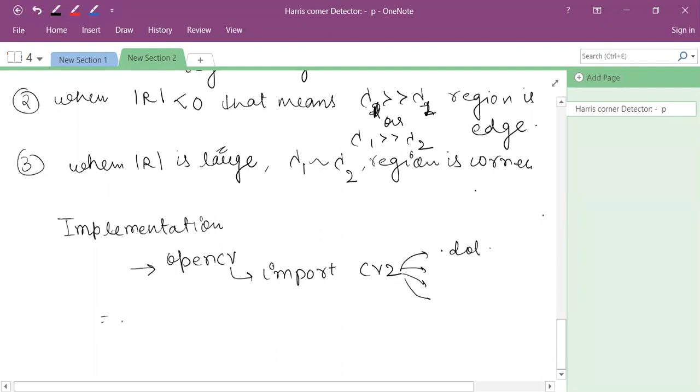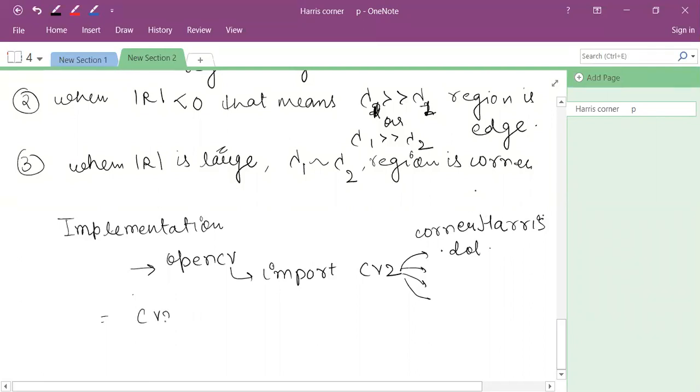One function inside OpenCV is called cornerHarris, with capital H for Harris. First you have to read the image. After reading the image, you have to convert it into the grayscale format. After converting to grayscale, you have to call this cornerHarris algorithm by using the dot operator.